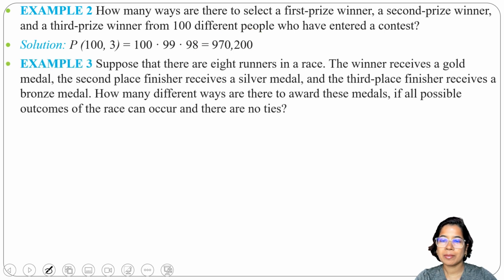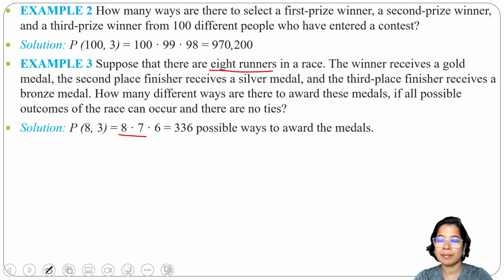Next, example 3. Suppose that there are 8 runners in a race. The winner receives a gold medal, the second place finisher receives a silver medal and third place receives a bronze medal. How many different ways are there to award these medals if all possible outcomes of the race can occur and there are no ties? So total there are 8 runners. From 8 runners we need to give gold medal, silver medal and bronze medal to 3 people. So from 8 we need to choose 3 people. That's why it will be P(8, 3). P(8, 3) will be 8 multiplied by 7 multiplied by 6. It's 336 possible ways to award the medals.